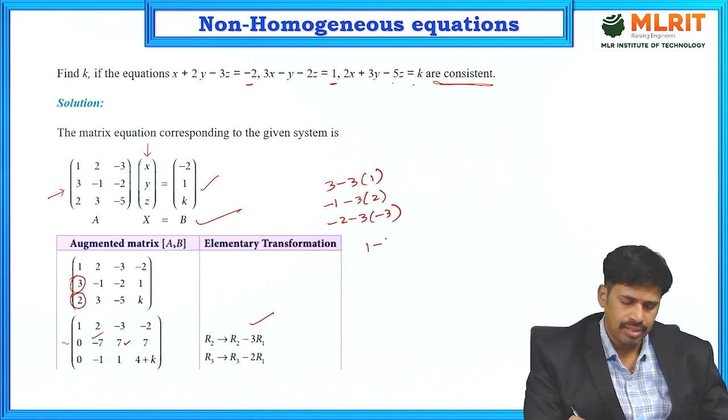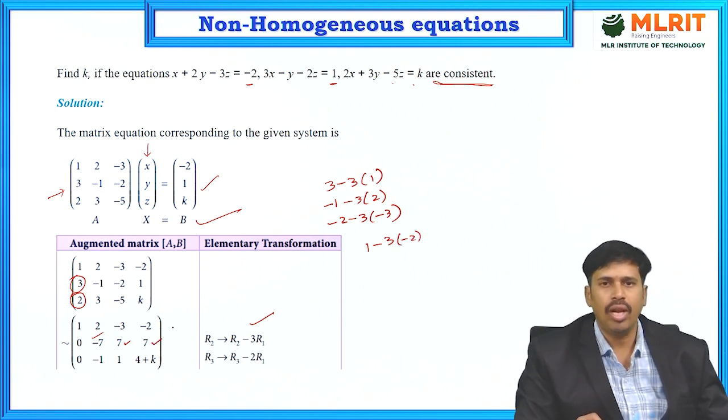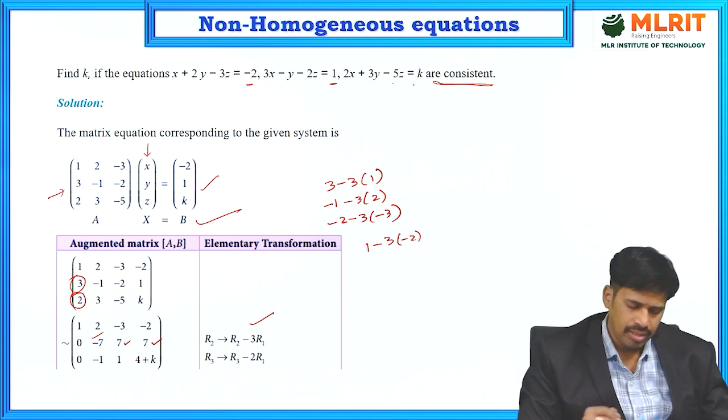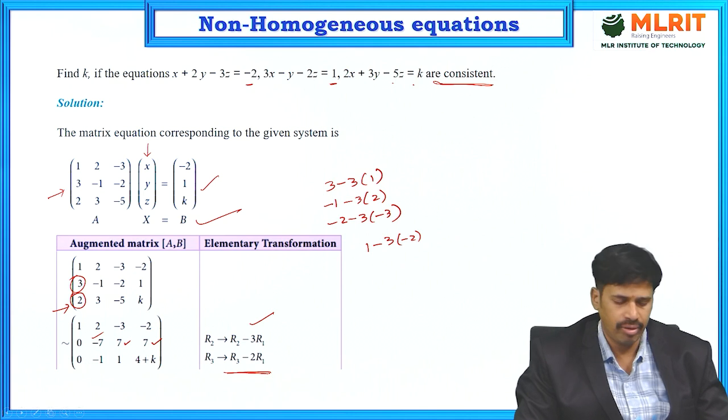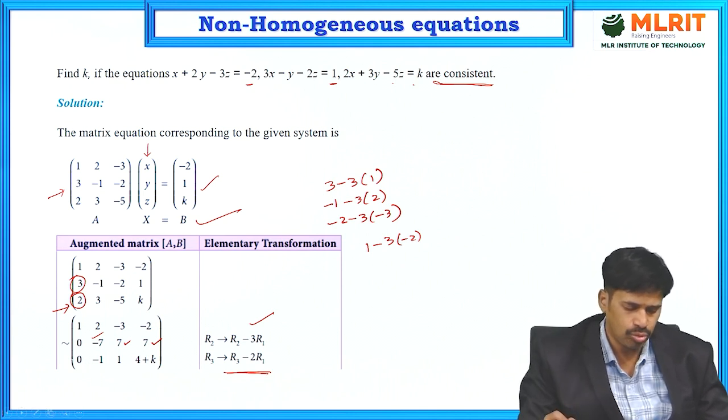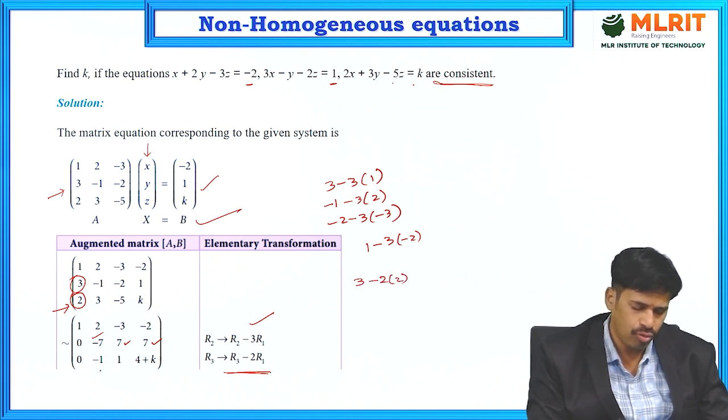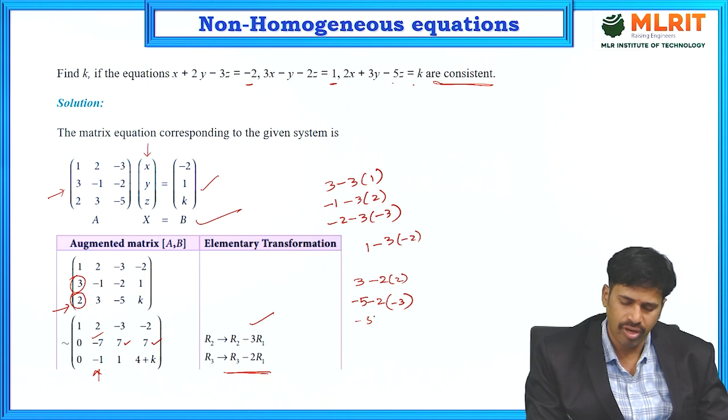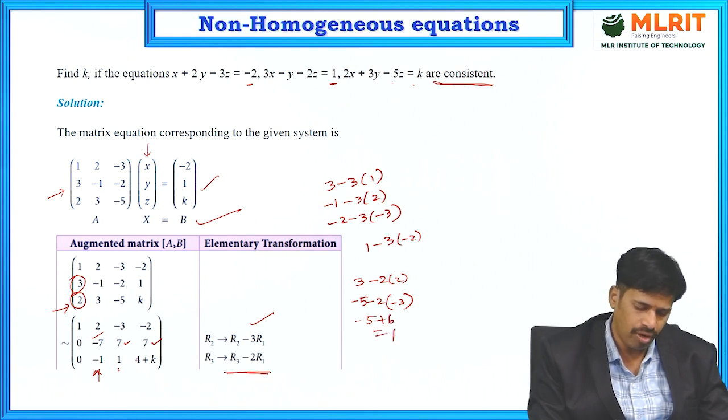Next, 1 minus 3 times of minus 2, which is 1 plus 6, 7. Like that we can find the second row elements. Similarly for the third row elements, the operation is R3 minus 2R1. So 2 minus 2 times 1 is 0. Next, 3 minus 2 times of 2, 3 minus 4 is minus 1. Next, minus 5 minus 2 times of minus 3, this is minus 5 plus 6, which is equal to 1. Next, 4 plus k.